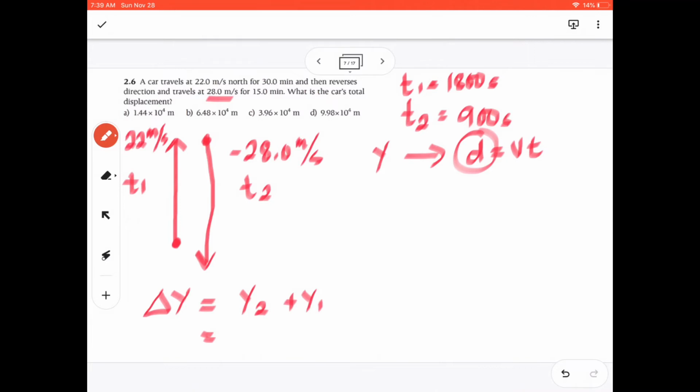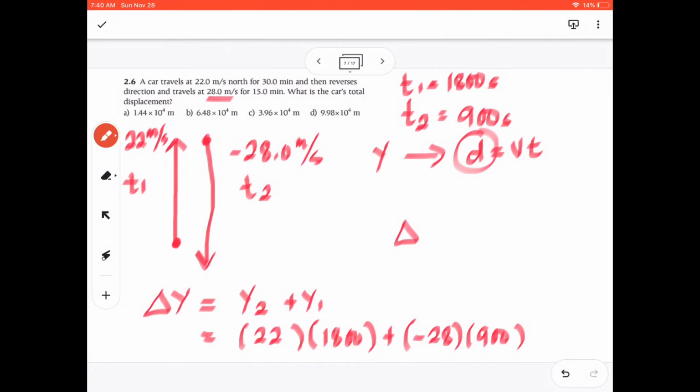Velocity times time. Velocity 1 is 22 meters per second times time 1 is 1,800 seconds, plus velocity 2 is negative 28 times 900 seconds. If you add them together, you will get delta y. Delta y will be equal to negative 14,400 meters. It's negative because it's going in the negative y direction.